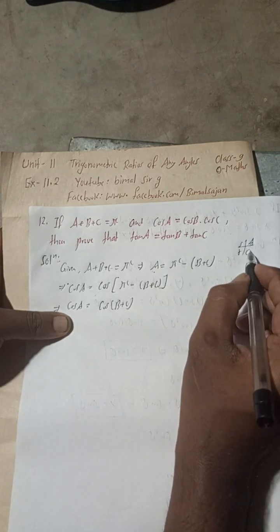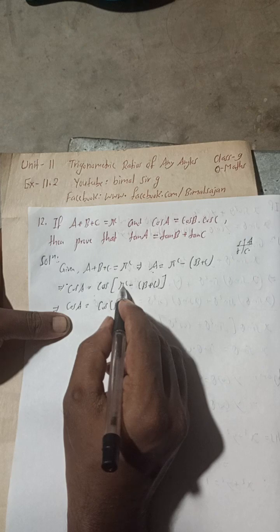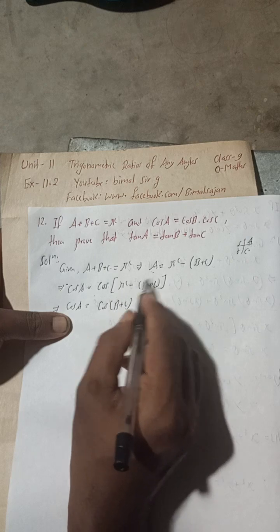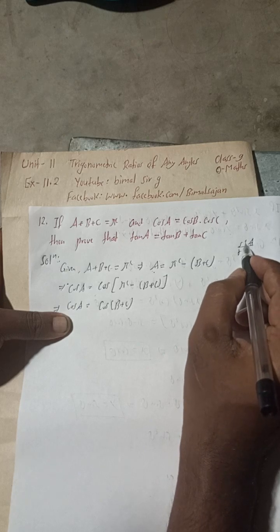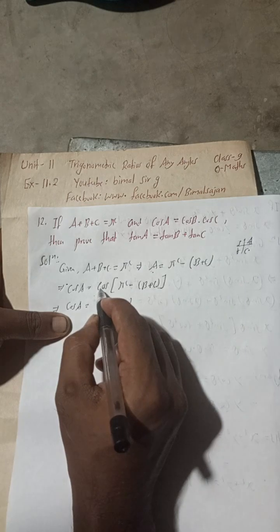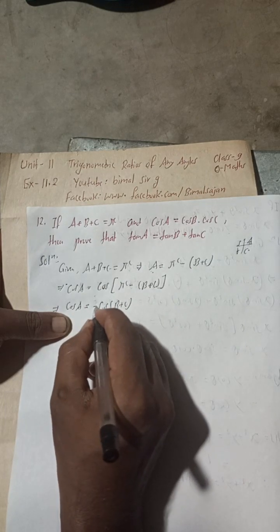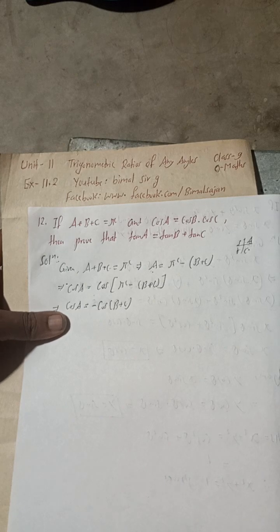cos is only positive in the fourth quadrant, cos and sec is positive. But see, this is pi, means 180 minus theta, this lies in the second quadrant, and in the second quadrant cos is minus, so this will be minus of cos of b plus c.